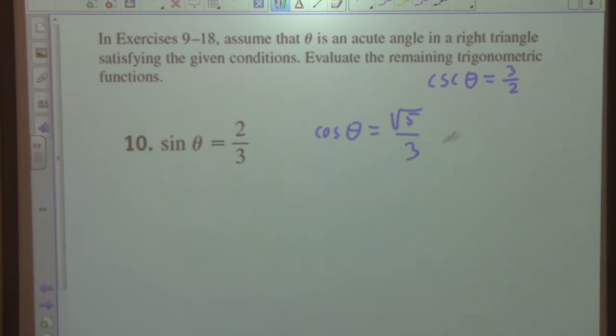And then the secant theta, I got 3 over the square root of 5. And tangent theta, I got 2 over the square root of 5. And then for the cotangent theta, I got the square root of 5 over 2. Yeah, she's good.